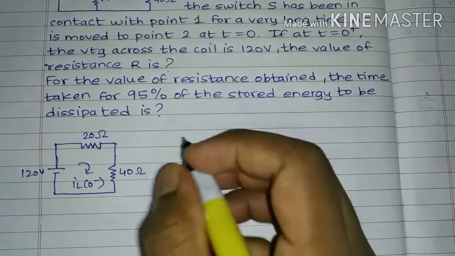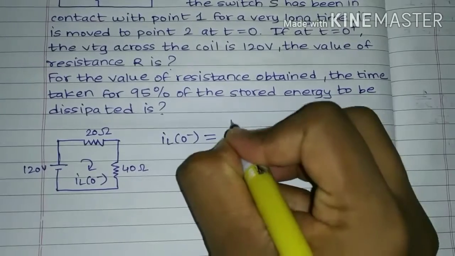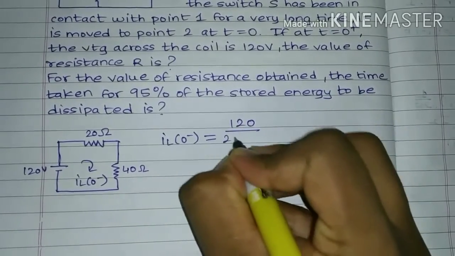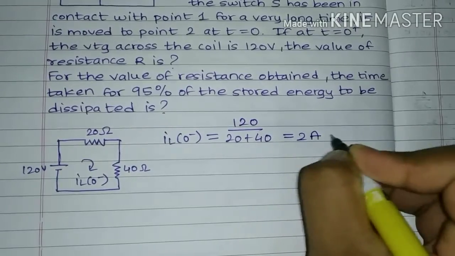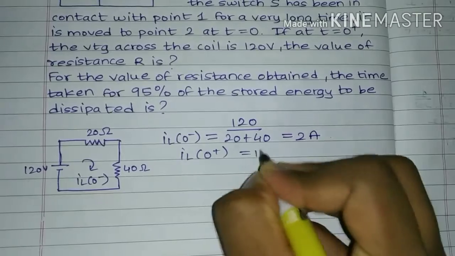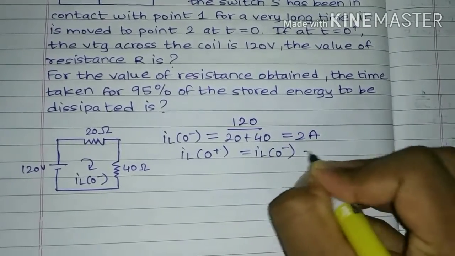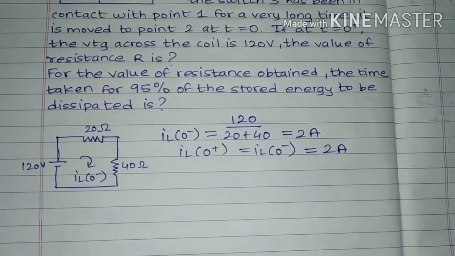So we can write that IL of 0 minus will be 120 upon 20 plus 40, which is 120 upon 60, which is equal to 2 amperes. And we also know that inductor does not allow instantaneous change in current. So IL of 0 plus will be equal to IL of 0 minus, which is equal to 2 amperes.